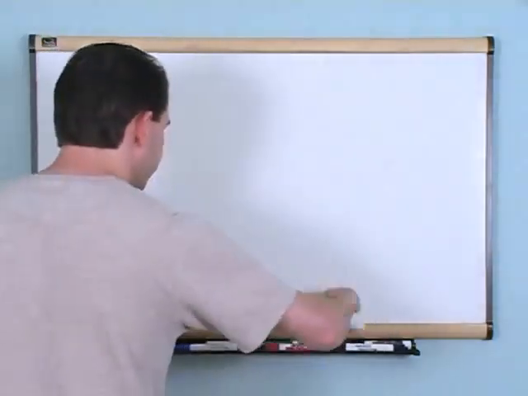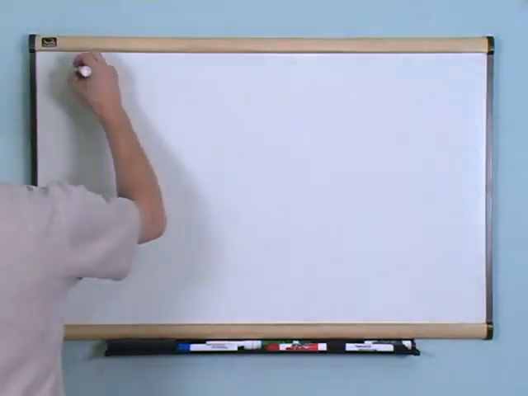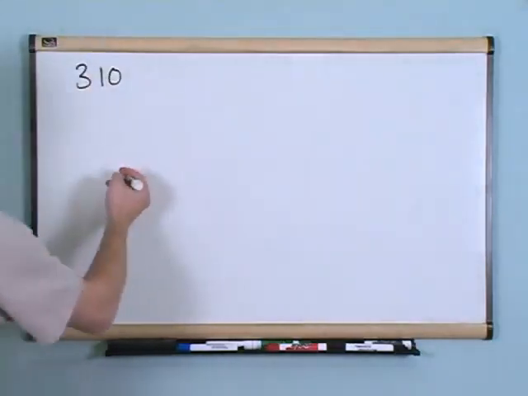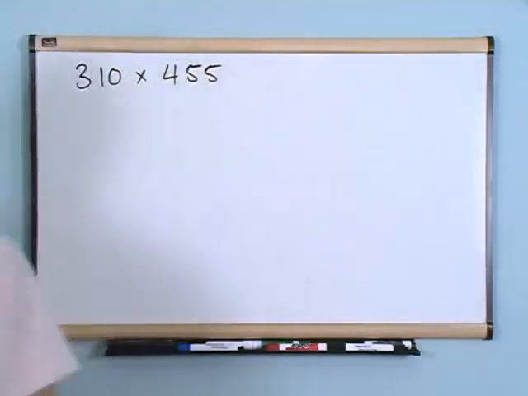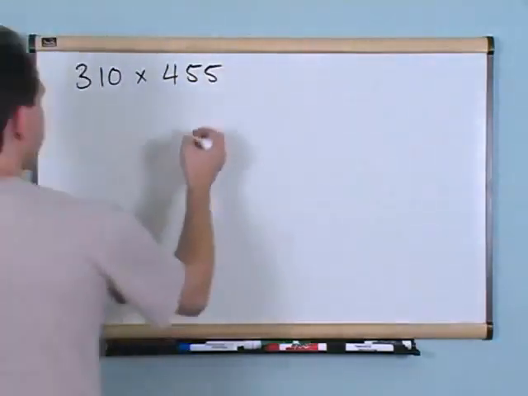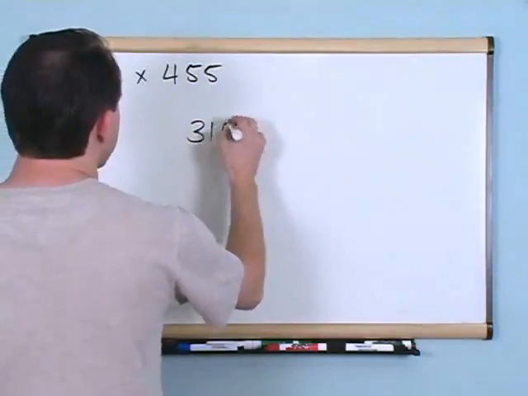We're going to do one last problem here in multiplication, just to make sure that we've got it all practiced. And that's going to be 310 times 455. Okay, how would we do that? First, we're going to write one on top of the other.